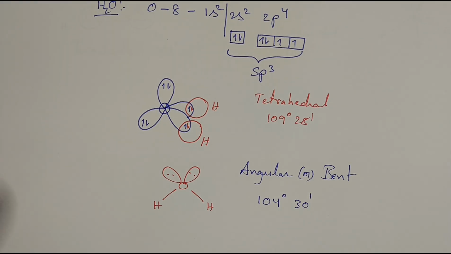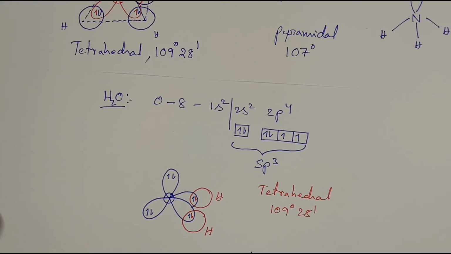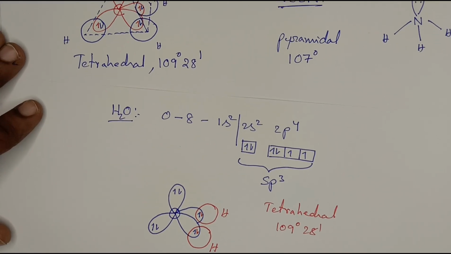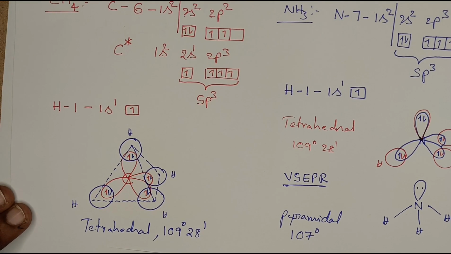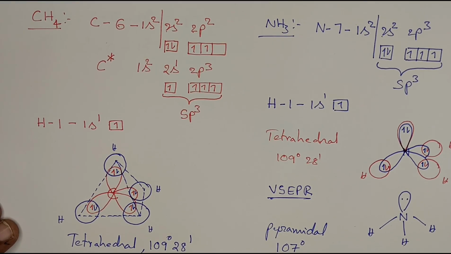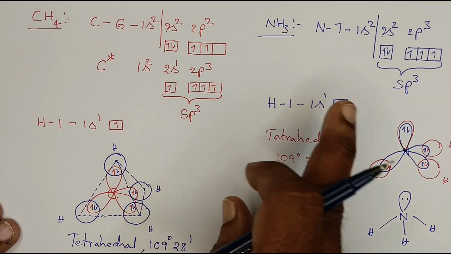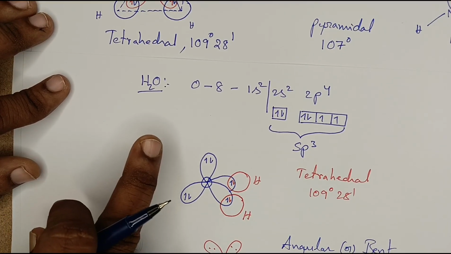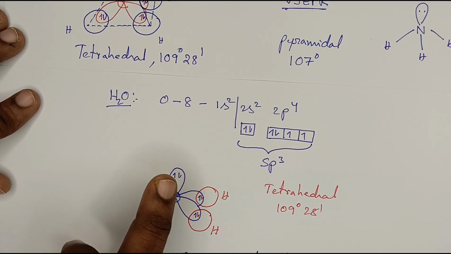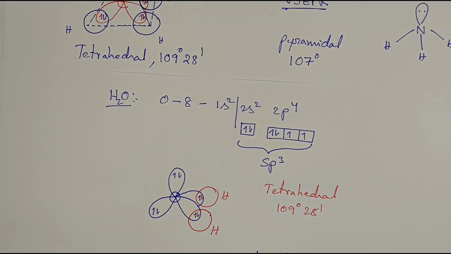So sp3 hybridization can be explained with 3 examples. The first is methane, CH4, the second is ammonia, and the third is the water molecule. With these 3 examples we can explain the shapes and hybridization in molecules like CH4, NH3 and H2O.